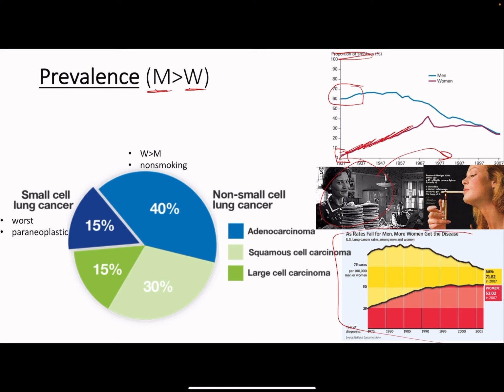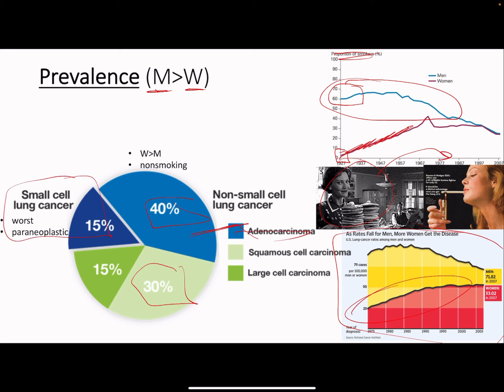But this very much fits into the prevalence and the incidence of lung cancers. For men, it's been going down, coinciding with this drop in smoking, and here it's going up, coinciding with this rise in smoking. Most common cancer is adenocarcinoma, then squamous cell carcinoma. Probably the two to know are the adenocarcinoma here, and then the small cell lung cancer. This is the worst, and it's paraneoplastic. The adenocarcinoma is noteworthy because it's one of the only cancers where smoking is not a major correlation, and it's more common in women than men.